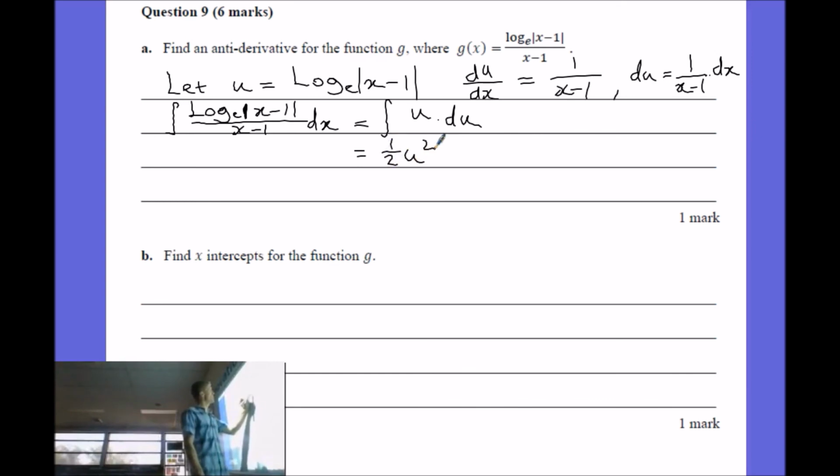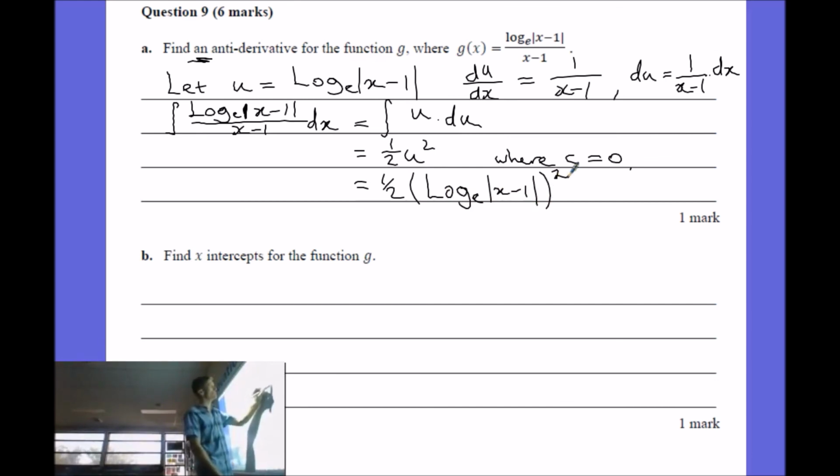Okay, that will go to half u squared plus c, of course, but since we're finding an antiderivative, we're going to let c equal 0. Alright, substitute u back in, and we get a half bracket natural log of x minus 1 all squared. There's our antiderivative. Yeah? Find the x-intercept for the function.